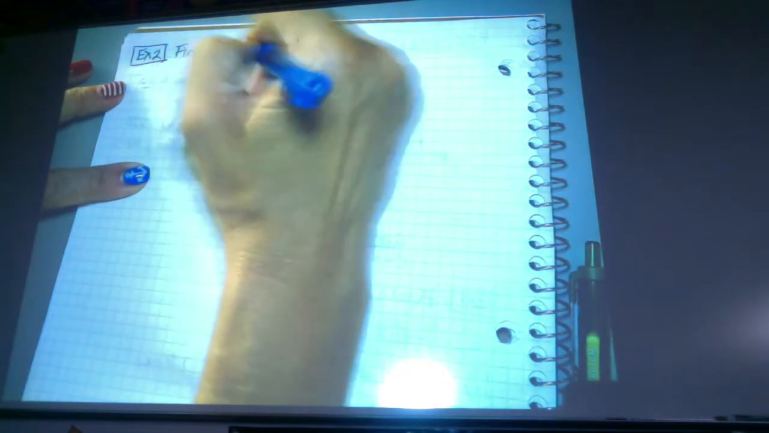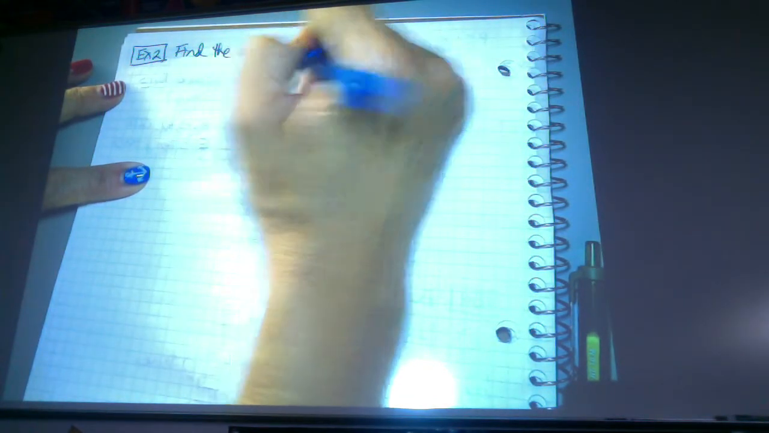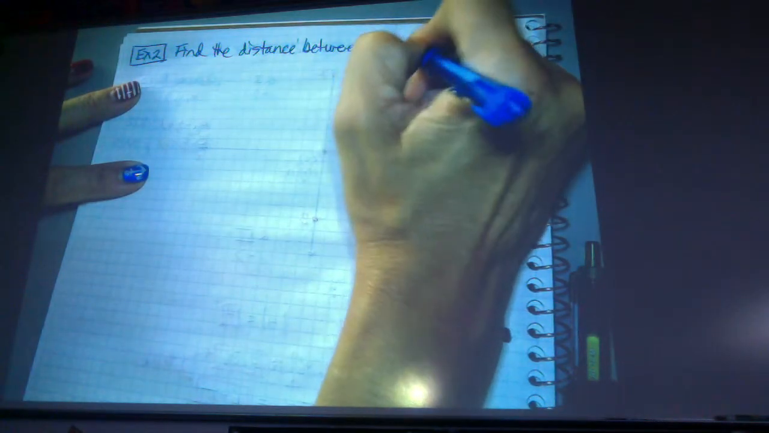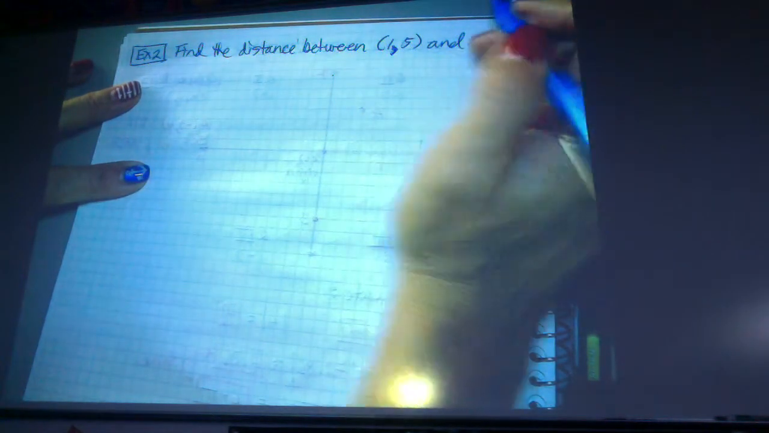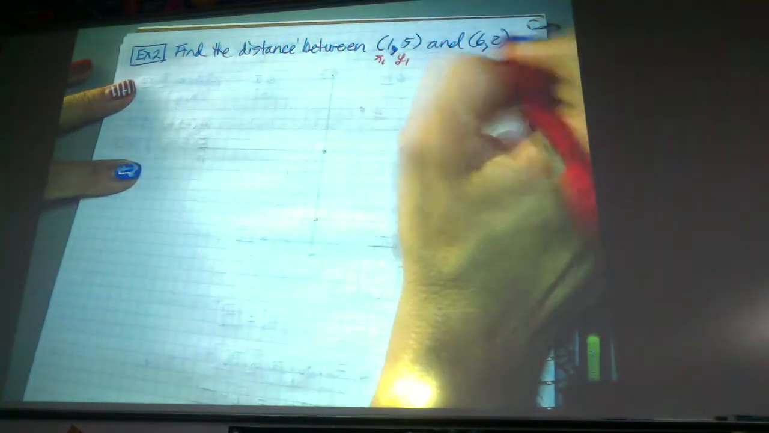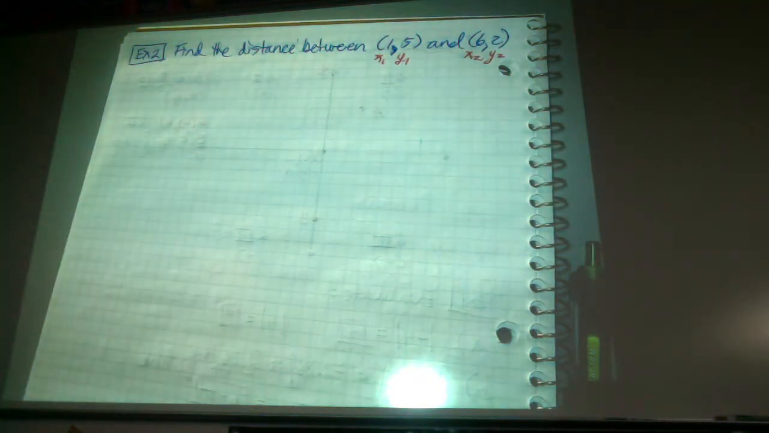Alright, so example 2, because this is a review. Find the distance between (1, 5) and (6, 2). They didn't give you any negatives. If I review, I would label these as x sub 1, y sub 1, x sub 2, y sub 2, because your greatest error in finding distance is putting the x's and y's in the wrong spot.